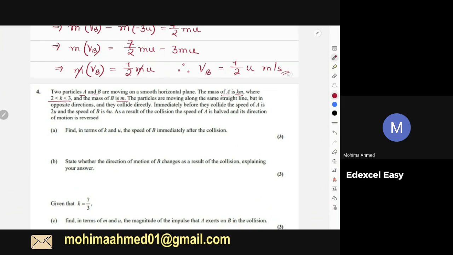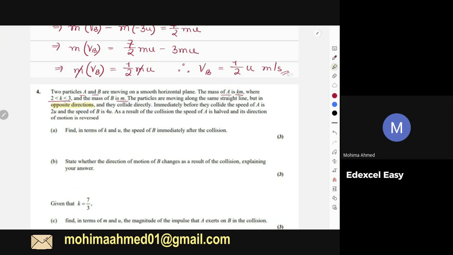The main idea about giving this range is to tell you that A has a larger mass than B, because B has only 1 m of mass, whereas k is greater than 2 and less than 3. So obviously A is heavier than B. And the particles are moving along a straight line, but in opposite directions. Again, this one is important. They are moving in opposite directions and they collide directly.